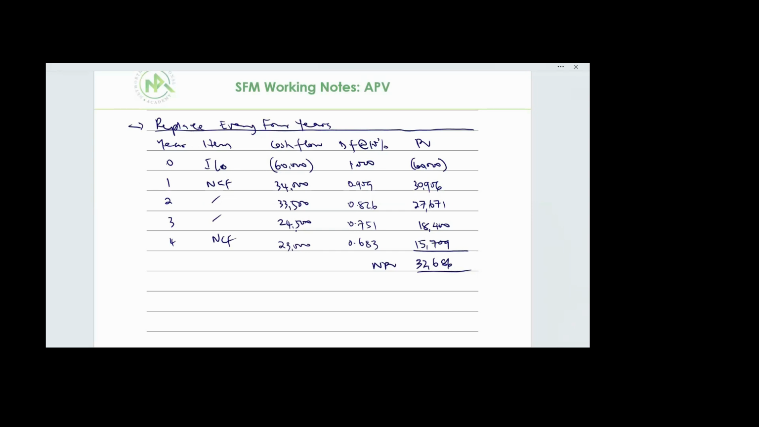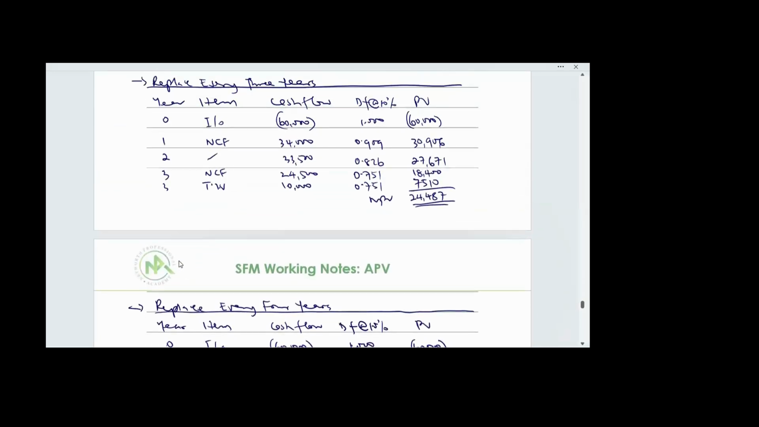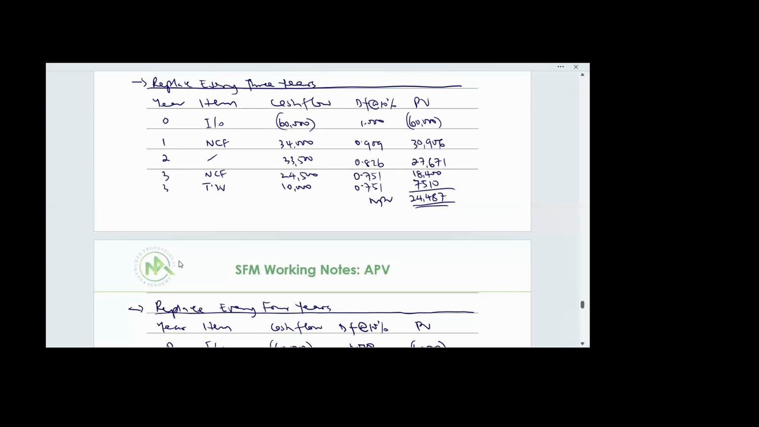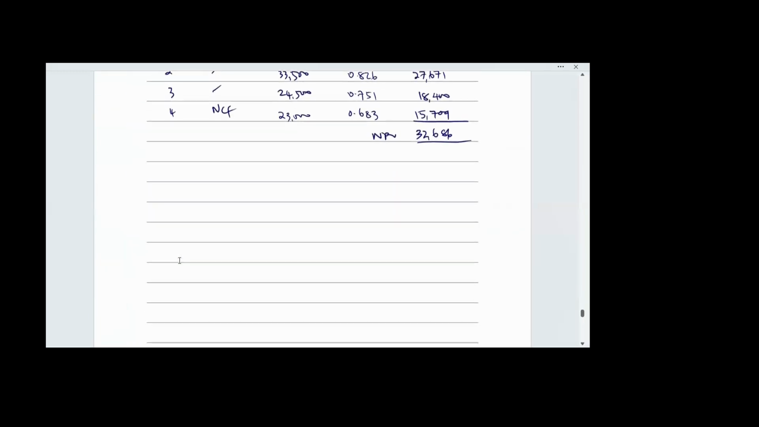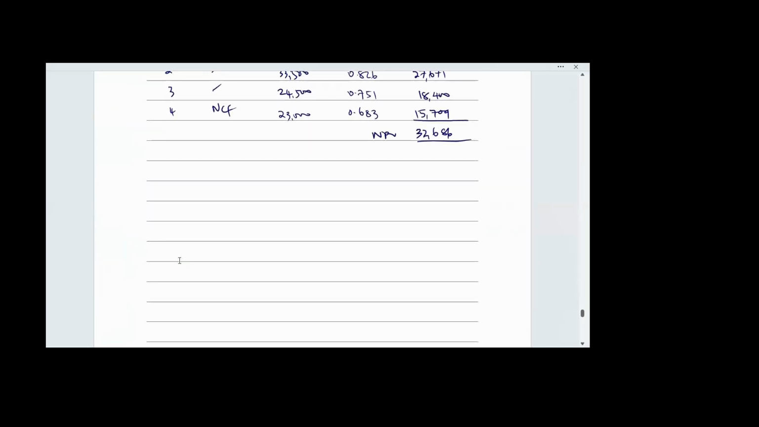Okay, then. Now that we have computed NPV for each replacement cycle, the next thing we need to do is to calculate annual equivalent value or cost. You can see in our solution, we calculated all our NPVs are positive. So it means that we are supposed to calculate annual equivalent value. And annual equivalent value is NPV divided by annuity factor.